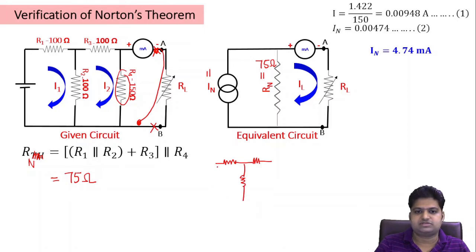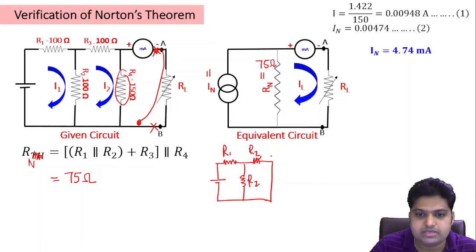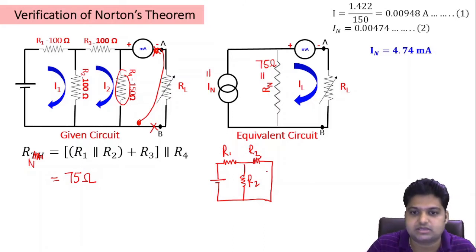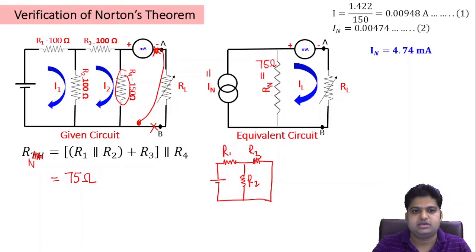We'll have these resistances, and of course we'll have this voltage battery. It will be like this: we'll have R1, R2, and R3, and again R2. Now we need to find the Norton current flowing in this circuit, because we have short circuited it, so this particular resistance of 150 is as good as not there. So we need to calculate IN in this.